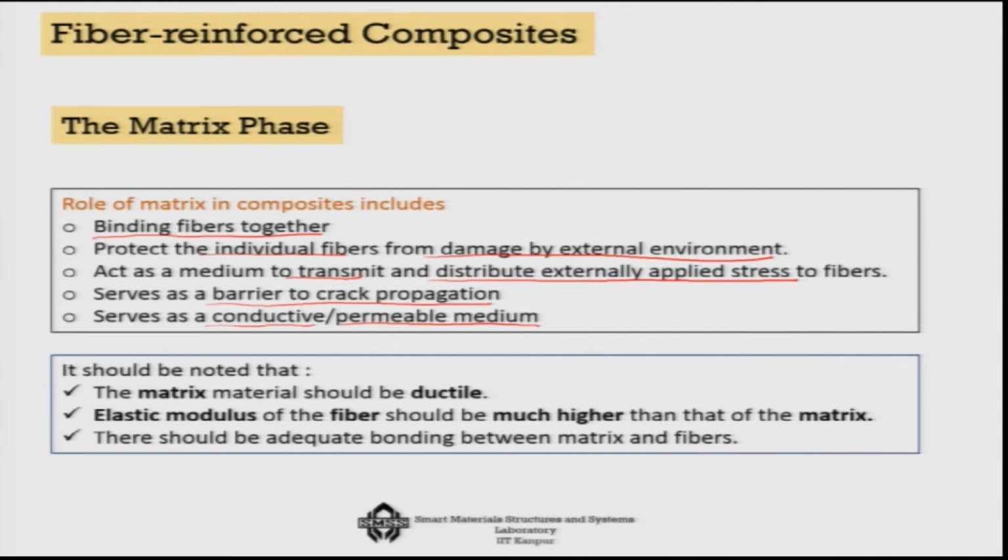The matrix in general should be ductile, the elastic modulus of the fibers in general is much higher, and there should be adequate bonding between matrix and fibers. This is an area of active research: how can you enhance adequate bonding? In fact, if you can generate fibers which can do this, those kinds of fibers are in very high demand.